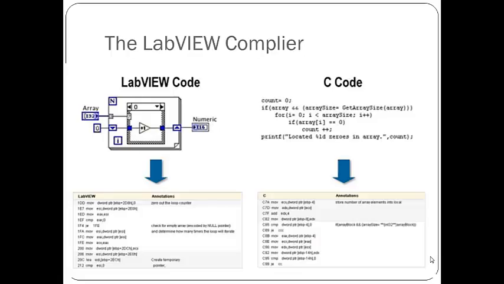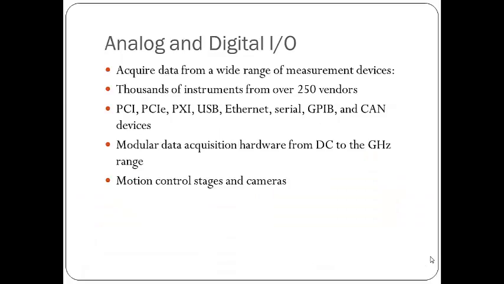LabVIEW increases user productivity, and the graphical code you see on a block diagram compiles directly to machine code, and thus supplies the computer's processor with the same type of instructions generated by an equivalent compiled C program. Now, I've explained that LabVIEW is a graphical programming language with equivalent functionality to traditional programming languages. Let's move on to what LabVIEW can do.